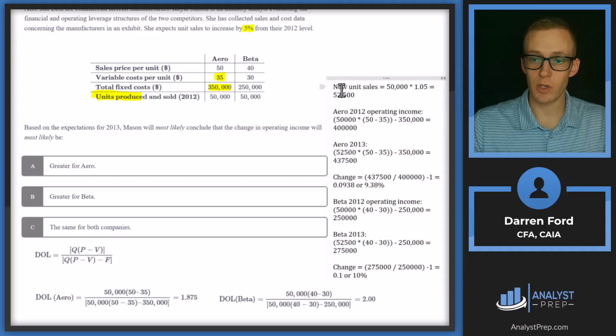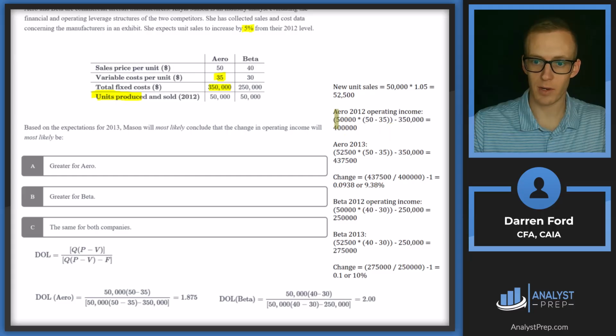So walking through this, our new unit sales for 2013 are going to be 52,500. So that's going to be the number we used for 2013. And then for 2012, we're going to be using this 50,000 number. So what I'm going to do here is calculate the Alpha 2012 operating income and then the Alpha 2013 operating income, and we can see that change from year to year.